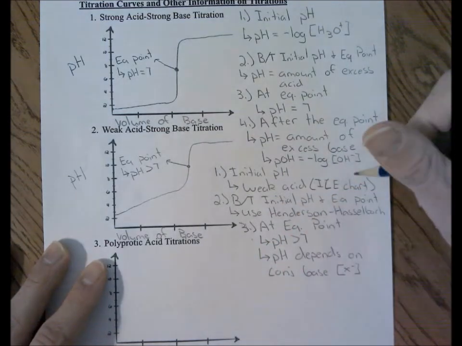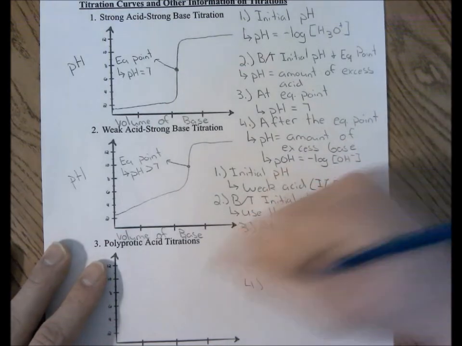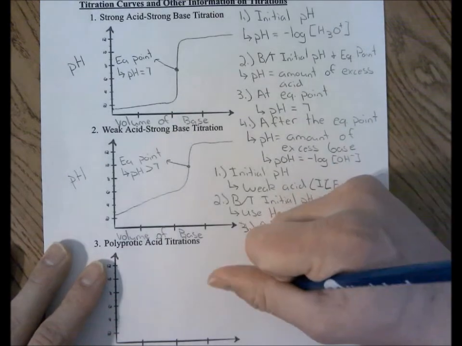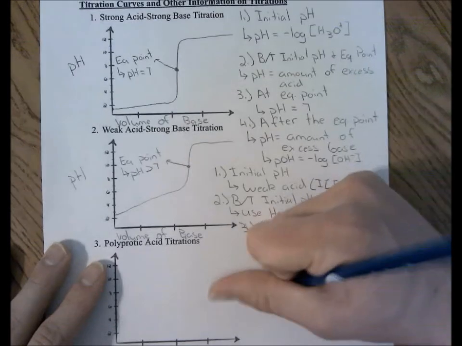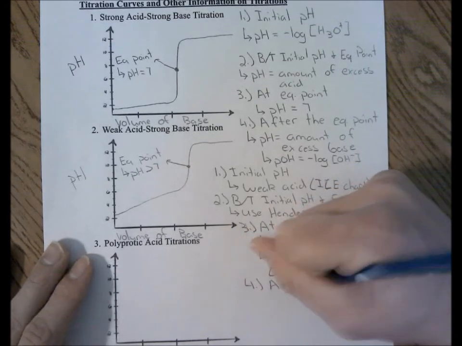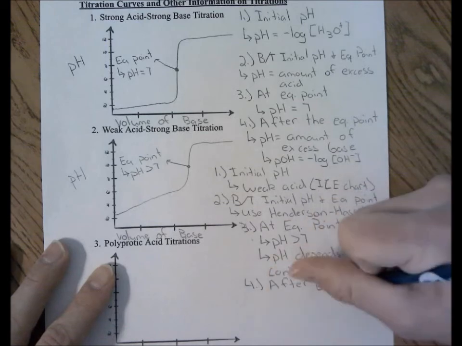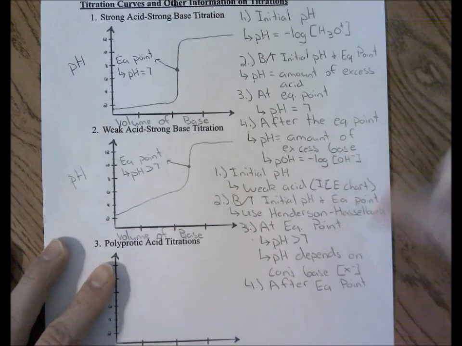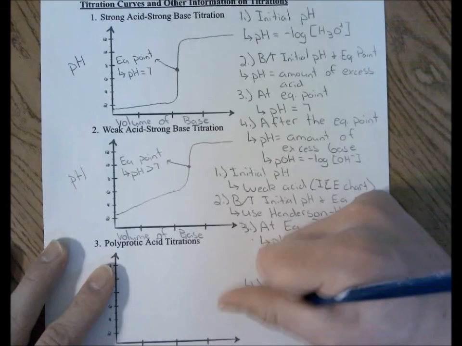All right, so then after the equivalence point on number 2 here, we get to this. The pH is going to be just equal to the amount of strong base. So like our top one here, pH equals amount of strong base.